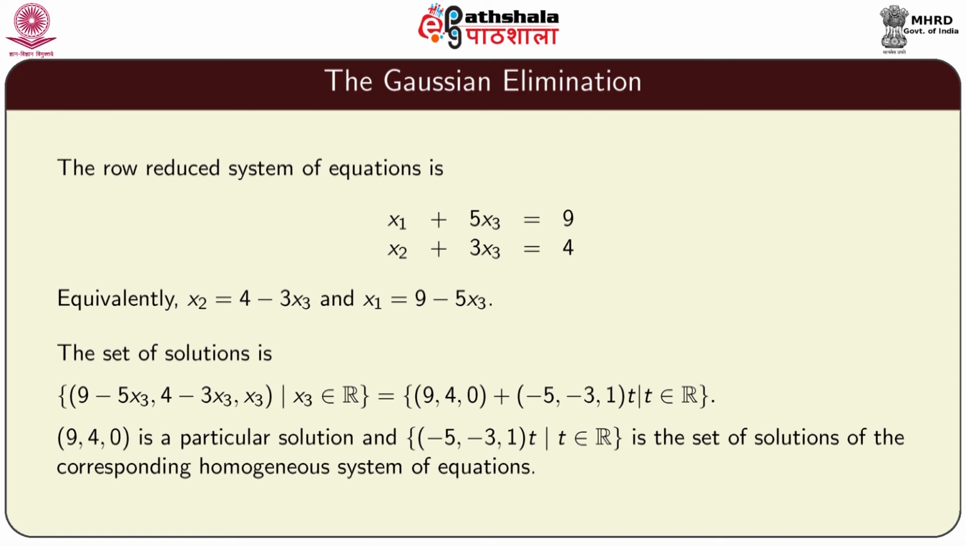And again, this is an illustration of a theorem which we discussed before, that any such solution is given by a particular solution plus solutions of the system of homogeneous equations. And (9, 4, 0) is indeed a particular solution, and all these tuples given by (-5, -3, 1) multiplied by t are indeed the solutions of the corresponding homogeneous system of equations arising out of this system.